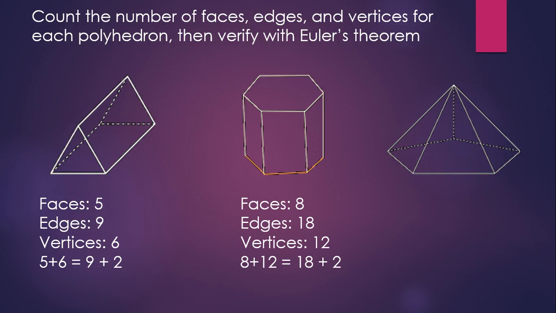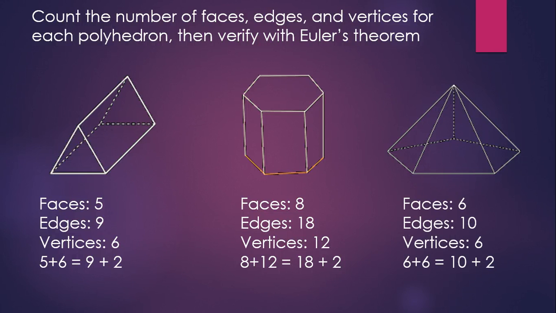The hexagonal prism has 8 faces, 18 edges, and 12 vertices. And 8 plus 12 equals 18 plus 2. And the pentagonal pyramid has 6 faces, 10 edges, and 6 vertices. 6 plus 6 does equal 10 plus 2.